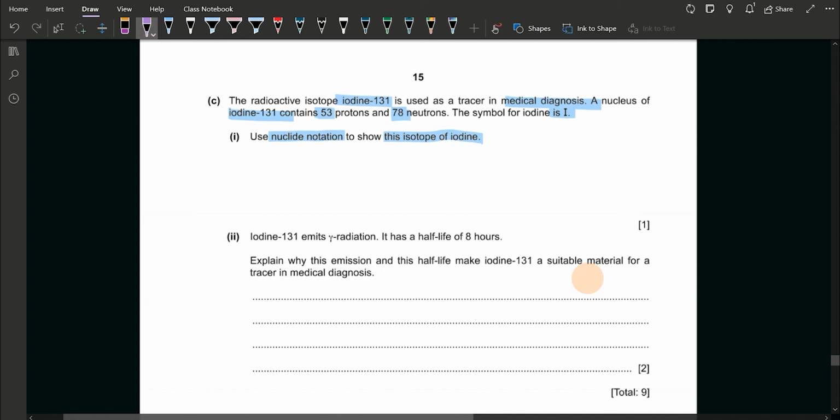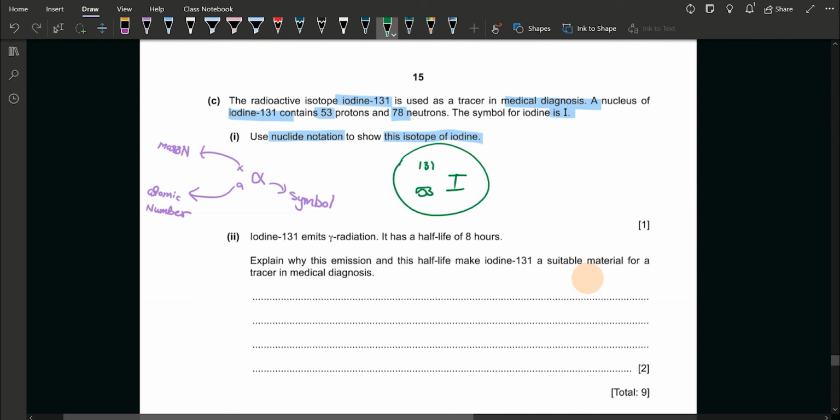The way nuclide notation works is that here we will give the symbol, and here is going to be the mass number, and here there is going to be atomic number. So we can write our nuclide notation here now, which is going to be I, and then our mass number is going to be 131, and then our atomic number is going to be 53. So this is how we write nuclide notation for the isotope.